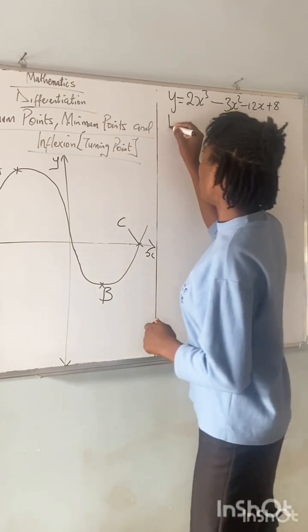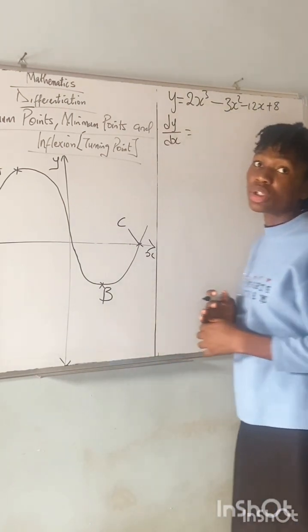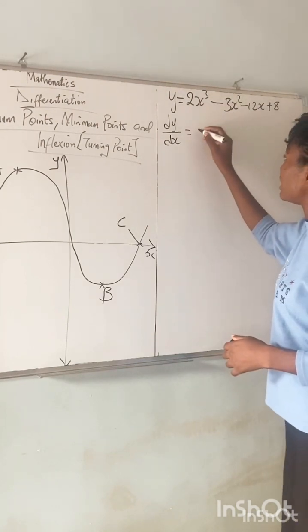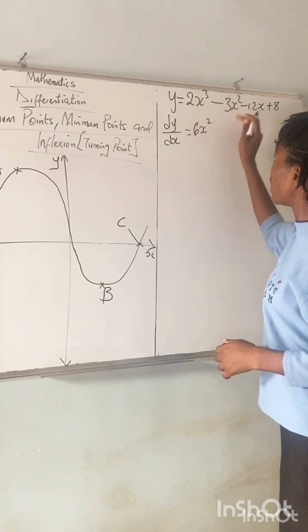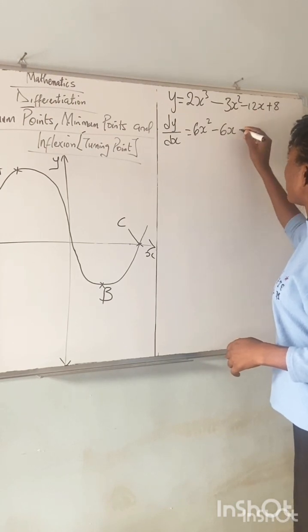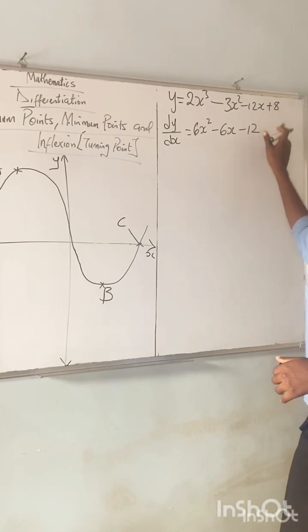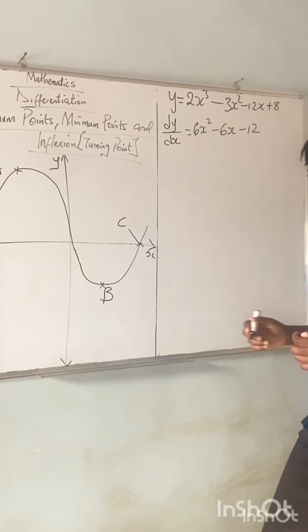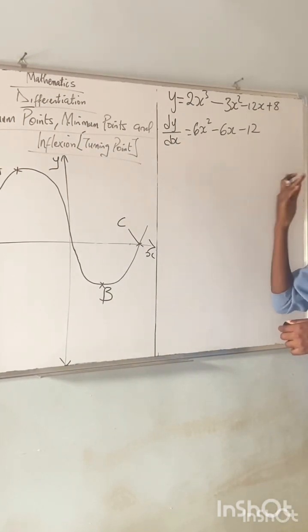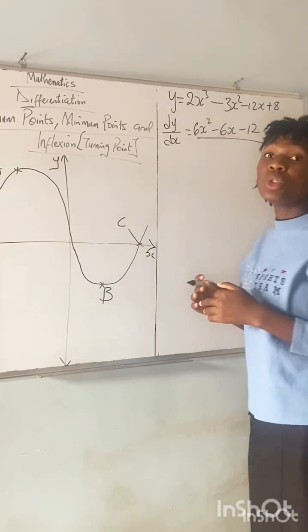So the first thing we'll do is differentiate y with respect to x the first time. When we differentiate, we'll have 6x squared, then differentiating we have -6x, and then lastly we have -12. Because this is a constant, it will become 0, so we are left with this. Now, like I said, when we differentiate the first time, we have to equate our answer to 0.